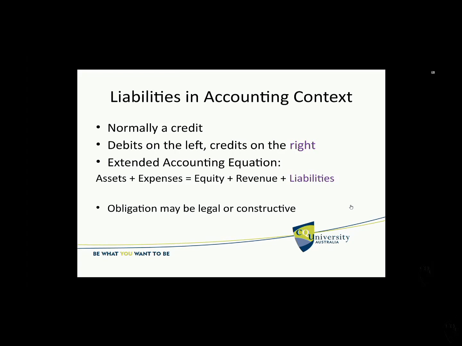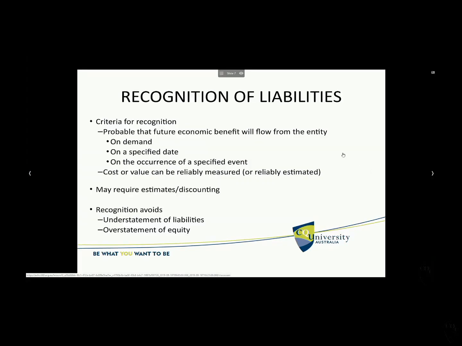And that's not actually all that abnormal, because business reputations are really important, because if we haven't got a reputation, then sooner or later you run out of customers. Now, when do we recognise liabilities, i.e. when do we take them up in the accounts? And we do that when the future economic benefit that will flow from the entity is probable. Now, probable means that there's more than a 50% chance that it is going to happen. And the other recognition criteria is that the cost or value can be reliably measured or estimated.